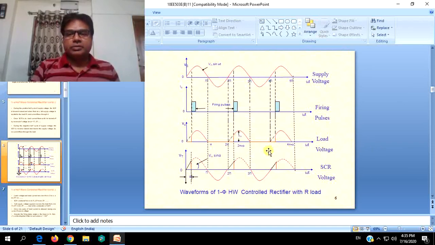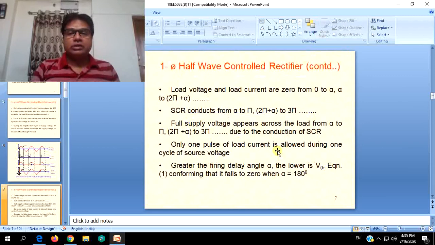They will be 0 from 0 to alpha, alpha to 2 pi plus alpha, and so on. SCR conducts from alpha to pi, that is the conduction angle beta, or the period or time or the angle over which SCR conducts. In the next cycle it repeats, that is from 2 pi plus alpha. This is the instant where it will be triggered in the next cycle. Till 3 pi it will conduct.